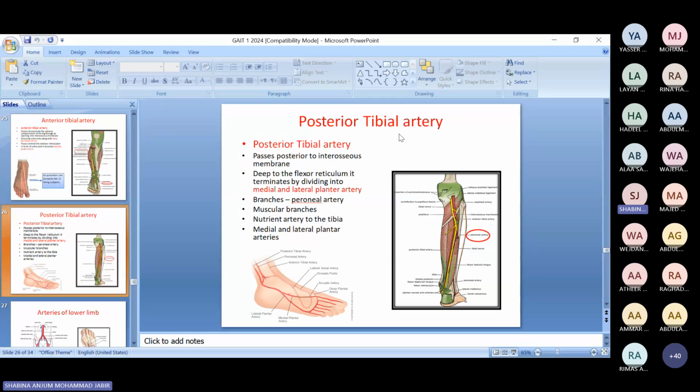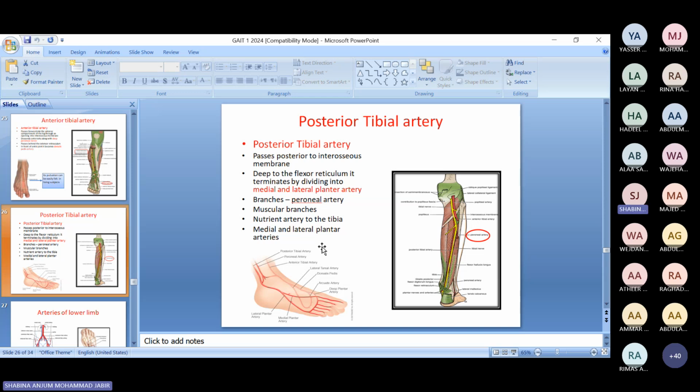Then what about the posterior tibial artery? It is very obvious that the posterior tibial artery is going to supply the posterior part. Finally, it will divide into medial and lateral plantar arteries. It will give one important branch that is called the peroneal artery. Now see, many times the word peroneal is coming. This word peroneal is a synonym of fibular. So whenever the word peroneal comes, think that it is related to the fibula, to the fibular side or to the lateral side. So this peroneal artery will be present laterally.